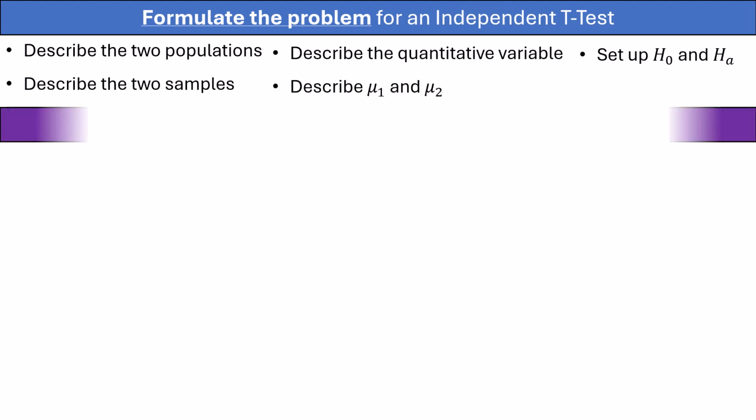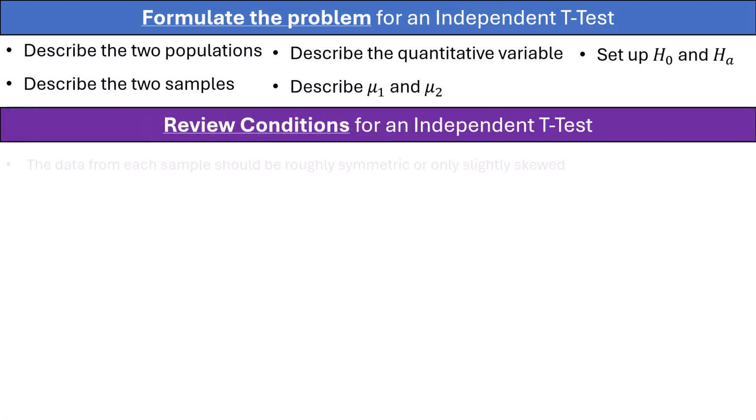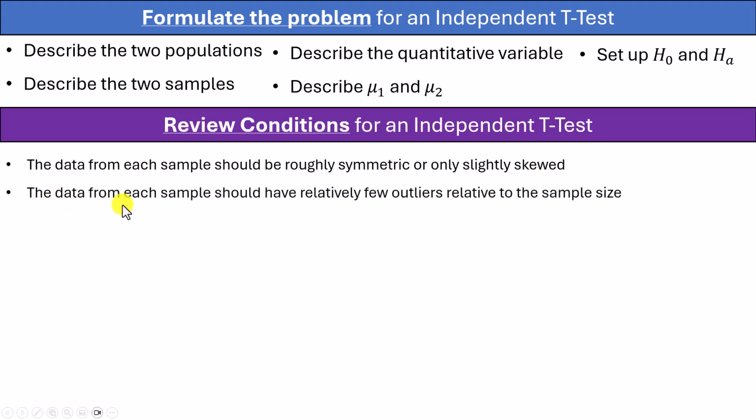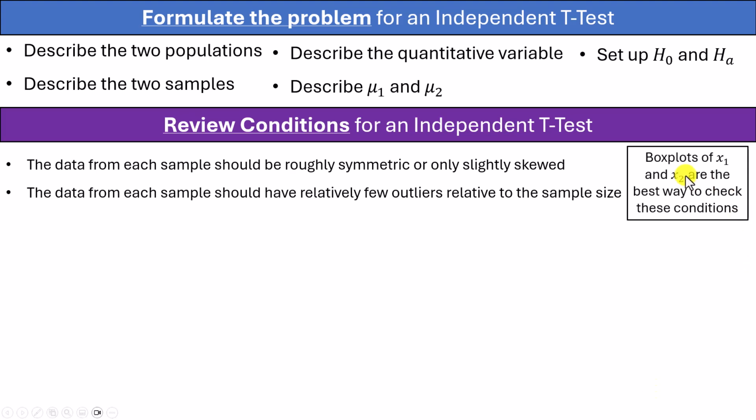The R in PRED stands for review conditions. For an independent t-test, this means that the data from each sample should be roughly symmetric or only slightly skewed. Also, the data from each sample should have relatively few outliers relative to the sample size. These were the same conditions that we used when we were doing the one-sample confidence interval for the mean as well as the paired t-test. The best way to check these conditions is to create a box plot of each of your two variables, as well as perhaps a histogram.